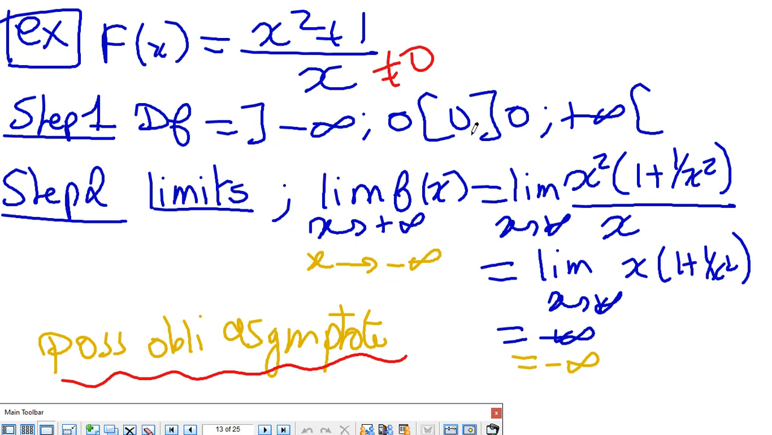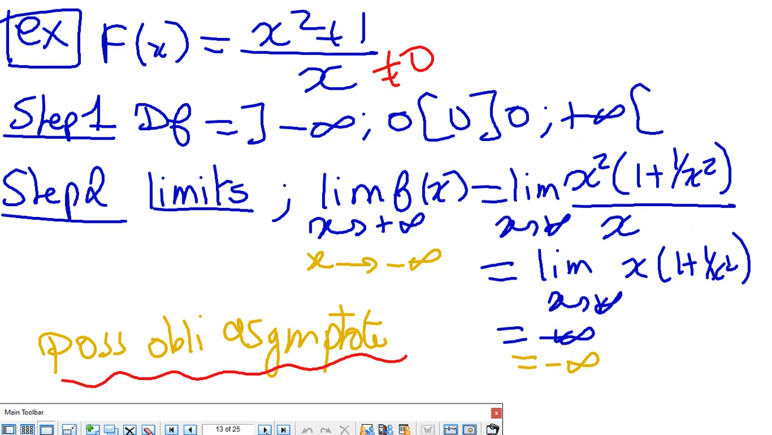Let's do this example: x squared plus 1 over x. First of all, step 1, domain of definition. Denominator not equal to 0. Excellent. Then we do the limits at the open boundaries. At plus and minus infinity, we factorize by the highest degree over the highest degree, and then I simplify. I'll get this expression. When I replace it by plus infinity, it's going to give me plus infinity. By minus infinity, it's going to give me minus infinity. It means I have a possibility of an oblique asymptote.